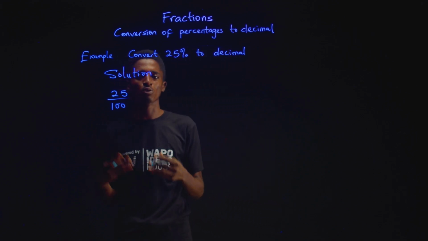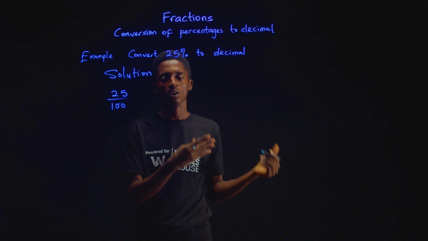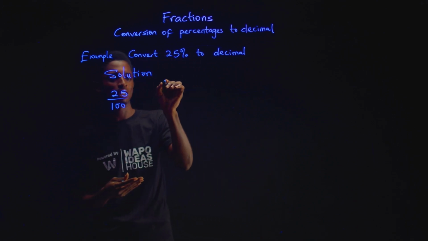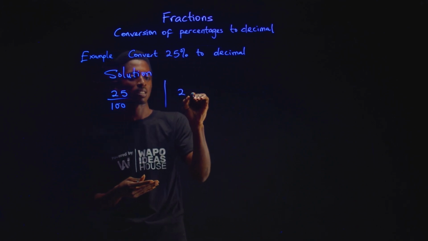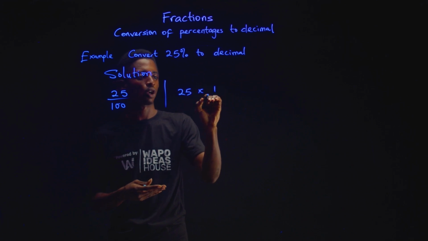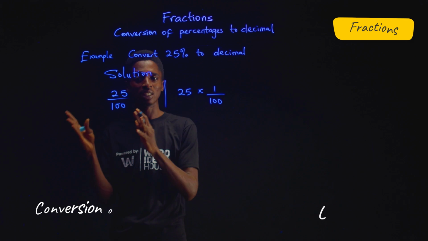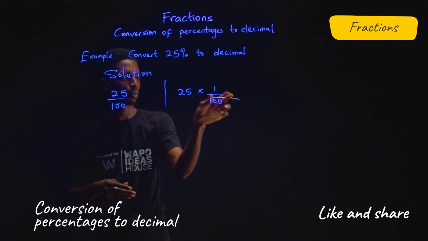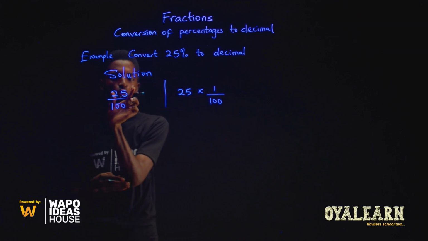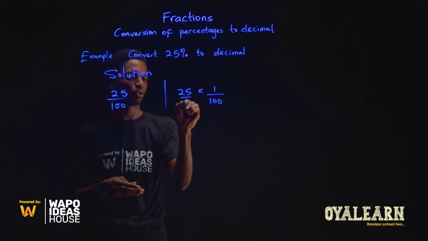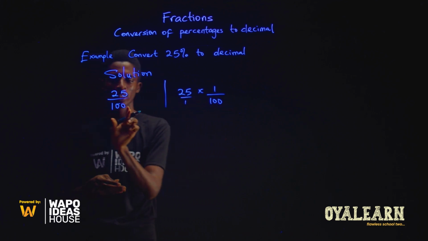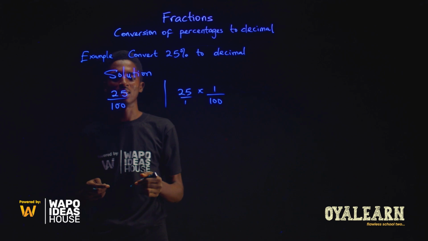Or you just simply write 25 times 1 over 100. That is, either I do it this way, or I say 25 multiplied by 1 over 100. Either of these ways brings it to a fraction. Because if you multiply here, 25 times 1 will give you 25. And this is like saying over 1. So 1 times 100 also gives us 100 in this case.